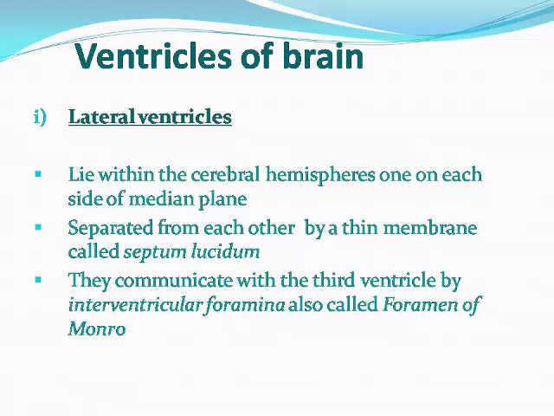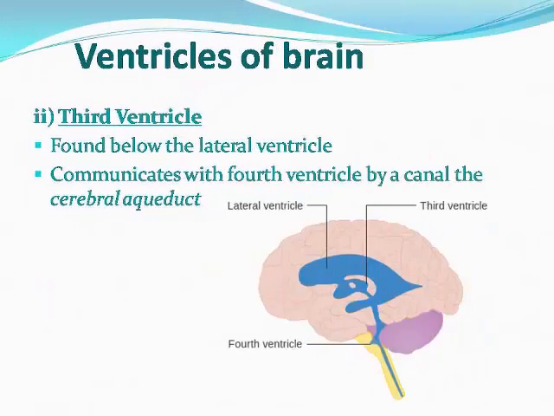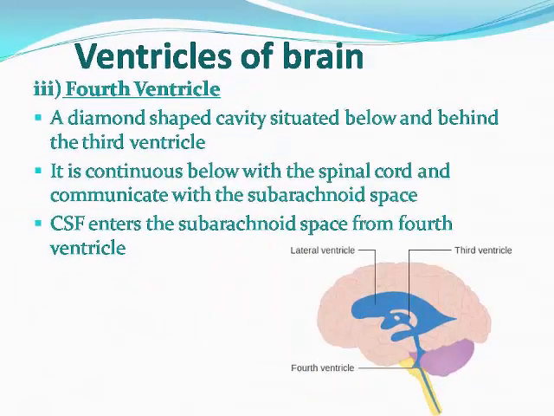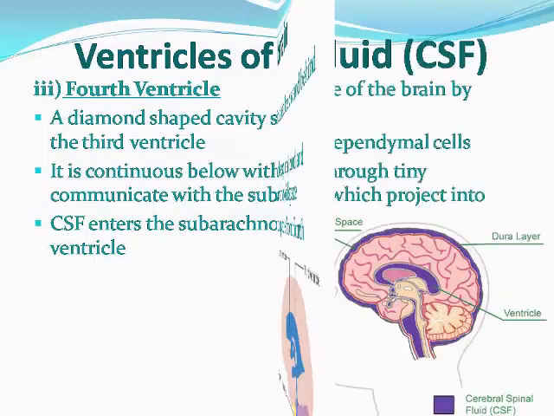They communicate with the third ventricle by the interventricular foramina, also called the foramen of Monro. The third ventricle, found below the lateral ventricles, communicates with the fourth ventricle by a canal, the cerebral aqueduct. The fourth ventricle is a diamond-shaped cavity situated below and behind the third ventricle. It is continuous below with the spinal cord and communicates with the subarachnoid space. CSF enters the subarachnoid space from the fourth ventricle.